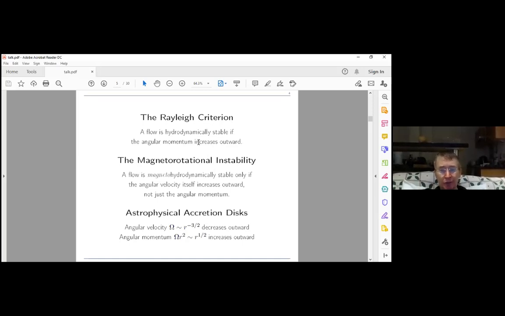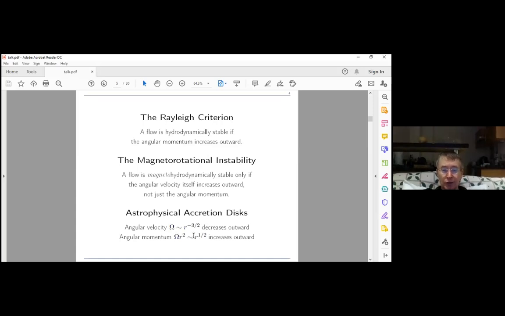But that's when Balbus and Hawley had this insight that, as we will see in a moment also, as soon as you add magnetic fields, the Rayleigh criterion is basically irrelevant, and what you have instead are completely different criteria, and then you have this so-called magnetorotational instability, and that says that if you wanted your flow to be stable, it's not enough to say the angular momentum has to increase outward, the angular velocity itself would have to increase outward, and then you say, well, that's fine.